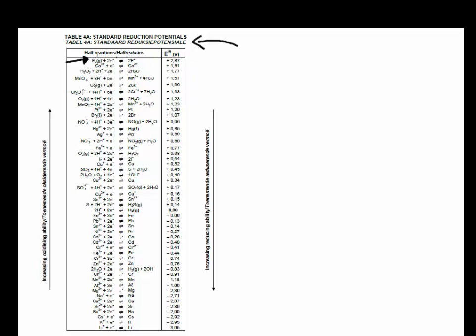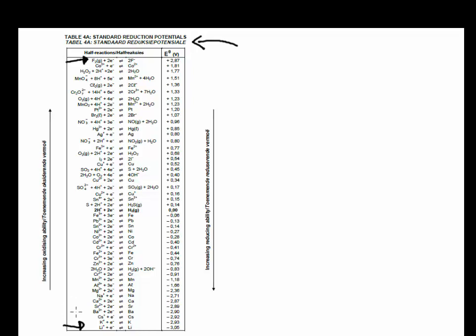What we see is that fluorine is indicated as F2. It is indicated as F2 because fluorine is a diatomic element, which means that when we have a molecule of fluorine, there will be 2 fluorine atoms combined. And that's why we see it will absorb 2 electrons to form 2F minus. If you go to the bottom of this table, you'll find lithium there. And if you read it with me, you'll see lithium is Li plus an electron forming Li.